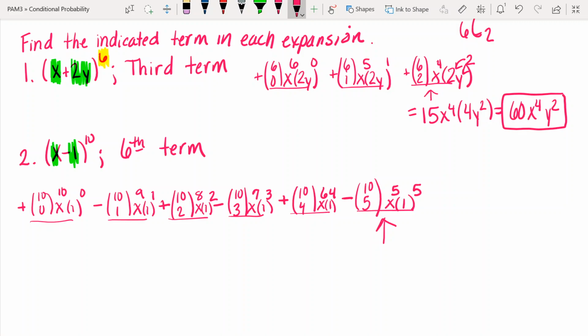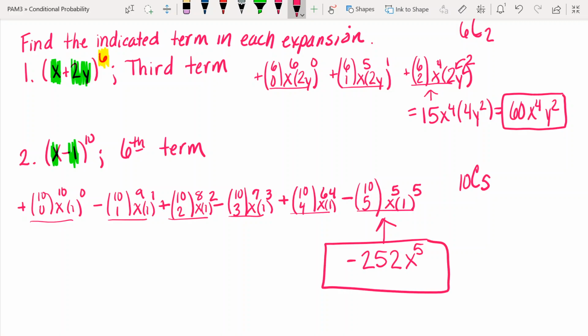Now in your calculator, let's find out how much 10C5 is. If you put that in the calculator, you're going to find out that it is equal to 252. But remember, there's a negative out front. And then we have x to the fifth. And 1 to the fifth doesn't do anything. So this is our sixth term in the expansion of x minus 1 to the 10th power.